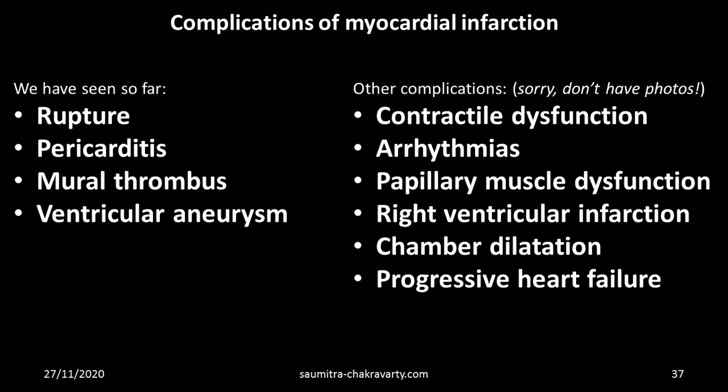So there are other things that do not have pictures, which are contractile dysfunction. These 4 types of complications are already shown to you. I found pictures to show you those, but I couldn't find pictures for these: contractile dysfunction, arrhythmias, papillary muscle dysfunction, right ventricular infarction, chamber dilatation. Chamber dilatation is its own separate category. Don't confuse it with the aneurysm I just showed. That's a different category. Without really thinning the wall, the chamber can dilate. We'll look at it later. And progressive heart failure is also a complication of myocardial infarction.